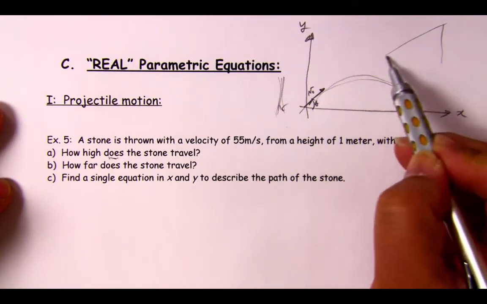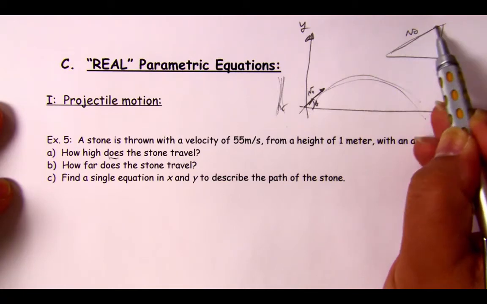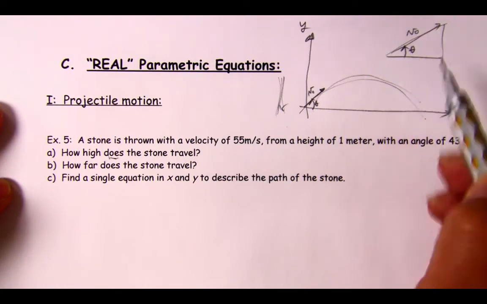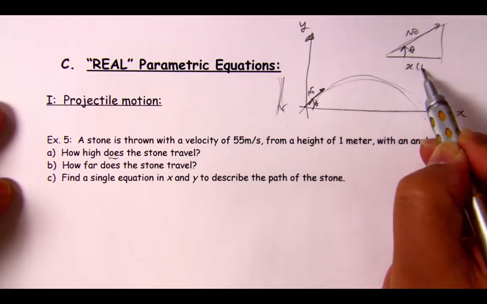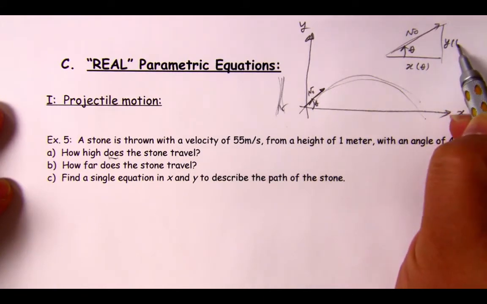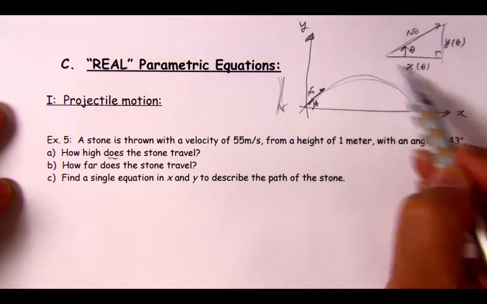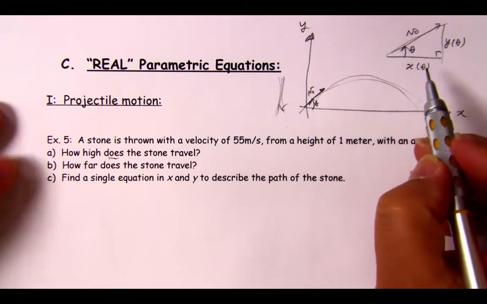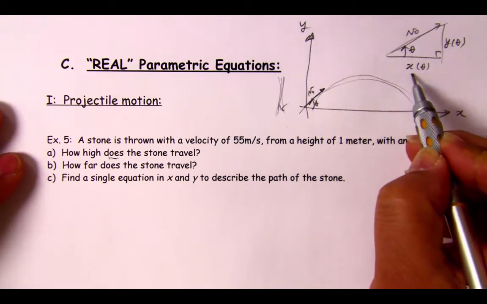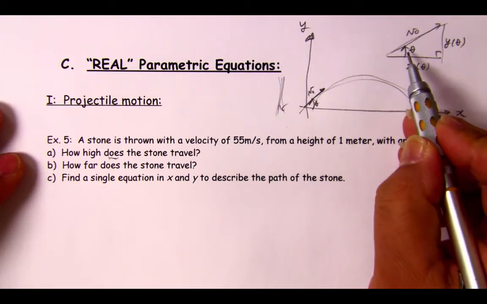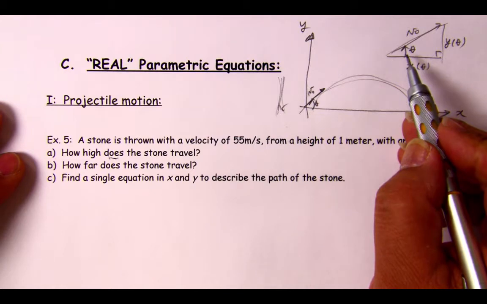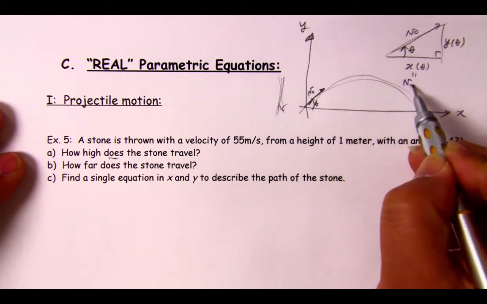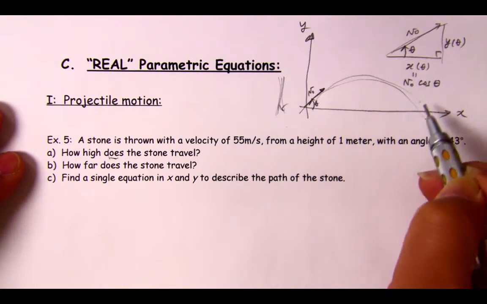Let me make it a little bit bigger. That's the initial velocity going this way, and with the angle theta going this way, and this is x of theta, and this is y of theta, guys. Knowing that this is a right triangle, how could you express x theta with respect to the initial velocity that's given to us? Yeah, v naught times cosine. Absolutely. This is v naught times cosine theta, right?